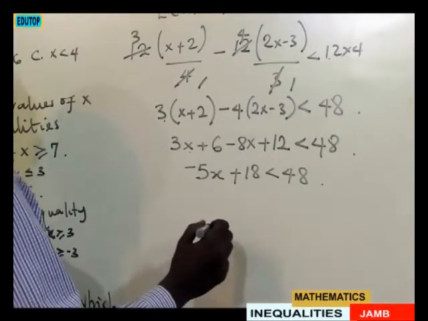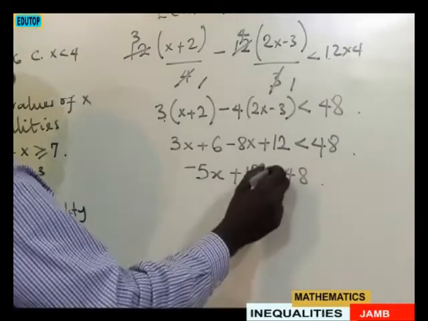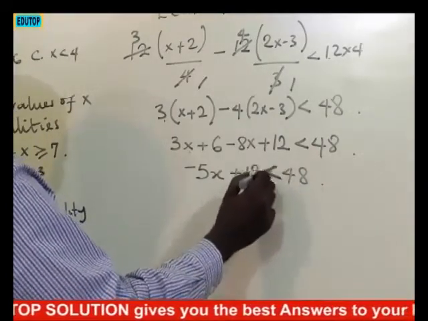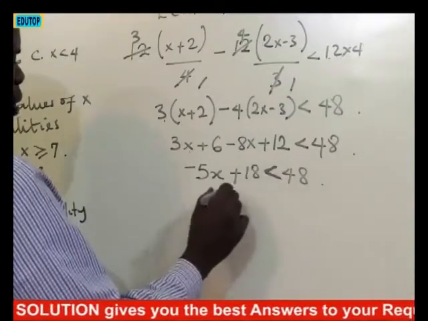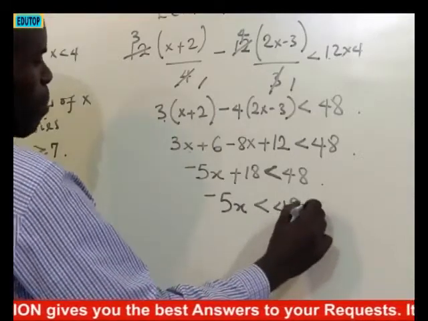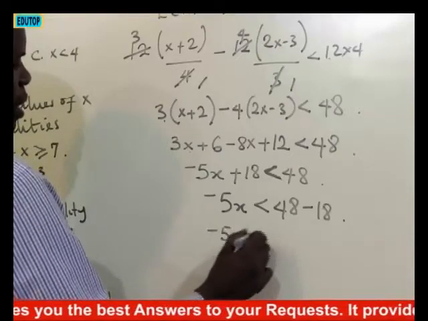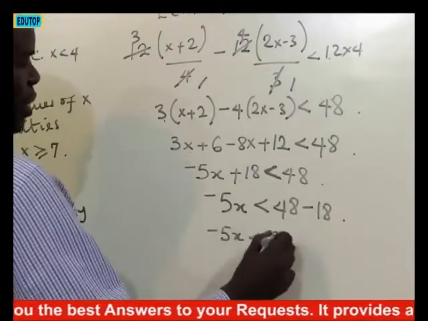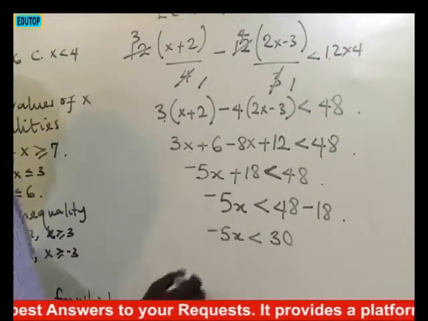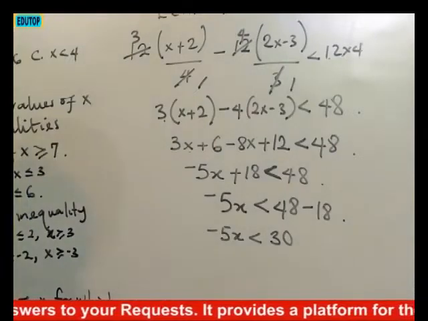Then we collect like terms. By collecting like terms, I will transfer this one. This one appears like the equal sign. So transfer this to this. We have minus 5x less than 48 minus 18. Then minus 5x less than 48 minus 18, that is 30. So what are we looking for? We are looking for our x. Take note, our x has a coefficient of minus 5.